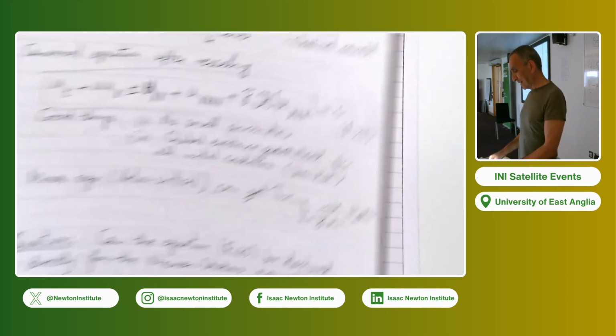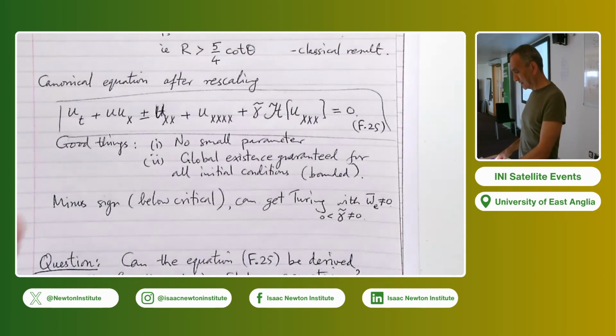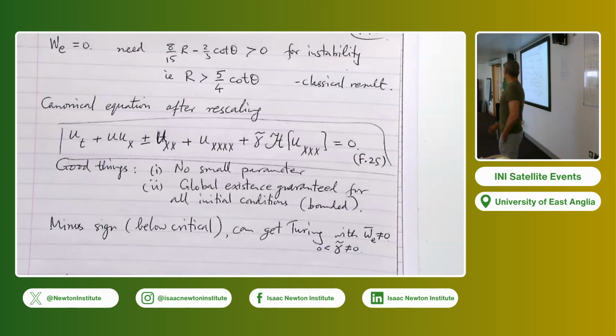So, I guess I'll say something else. This equation, you can actually make it more canonical by rescaling, and this can be plus or minus depending on whether you're above critical or below critical. Okay, so if you're below critical, no electric field, everything is stable.